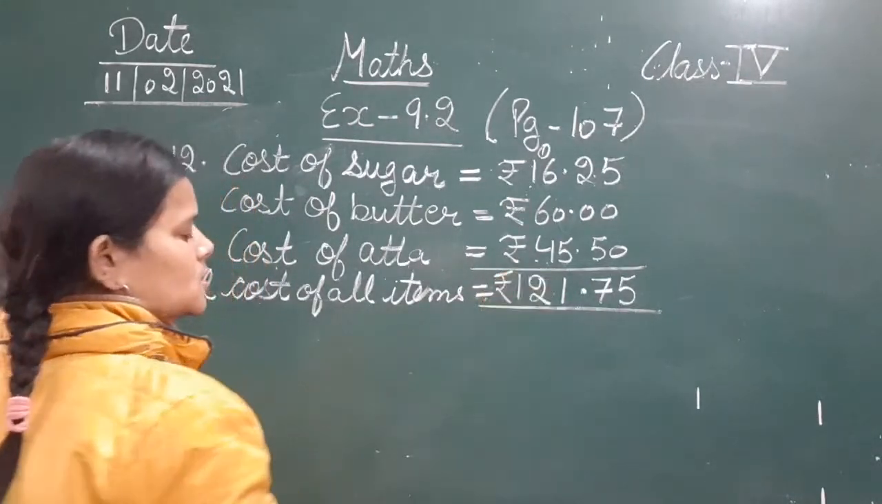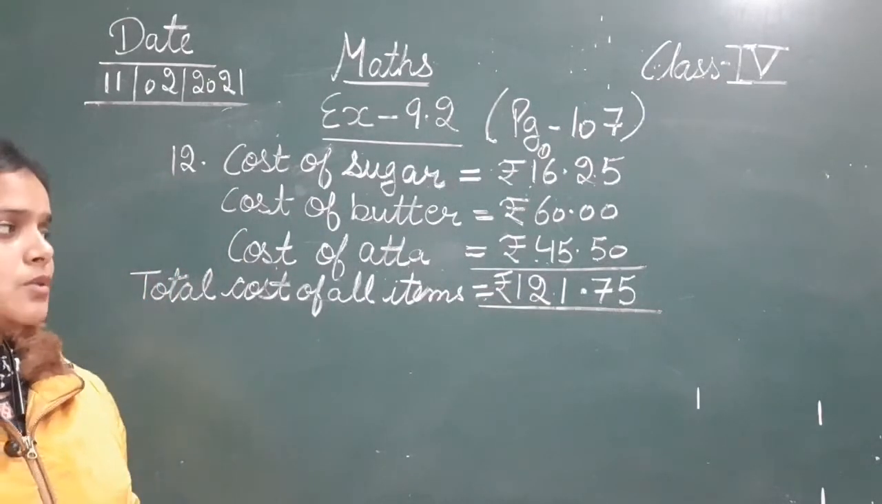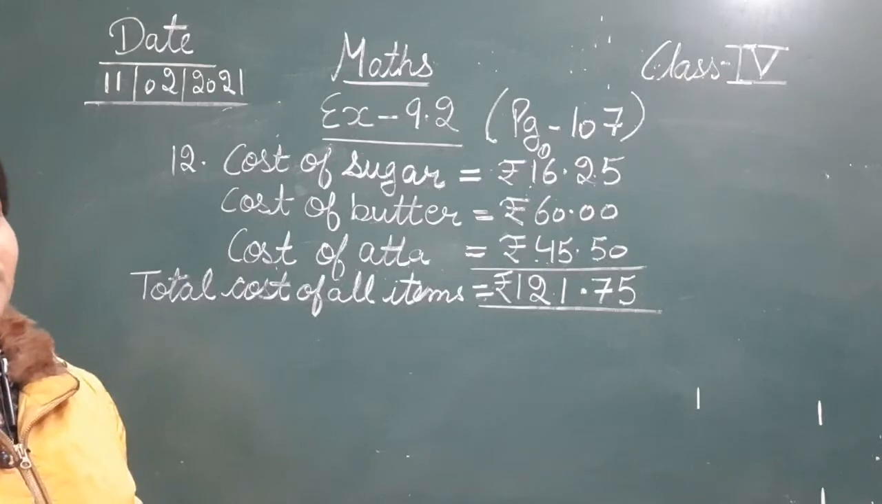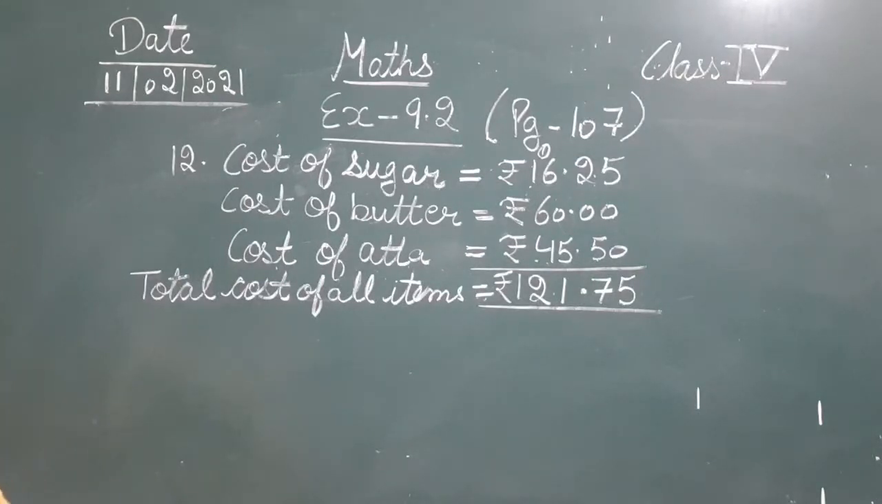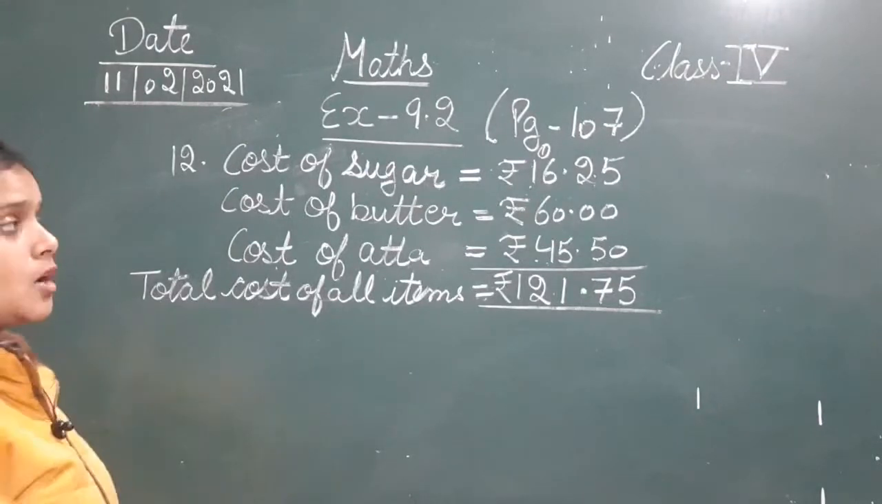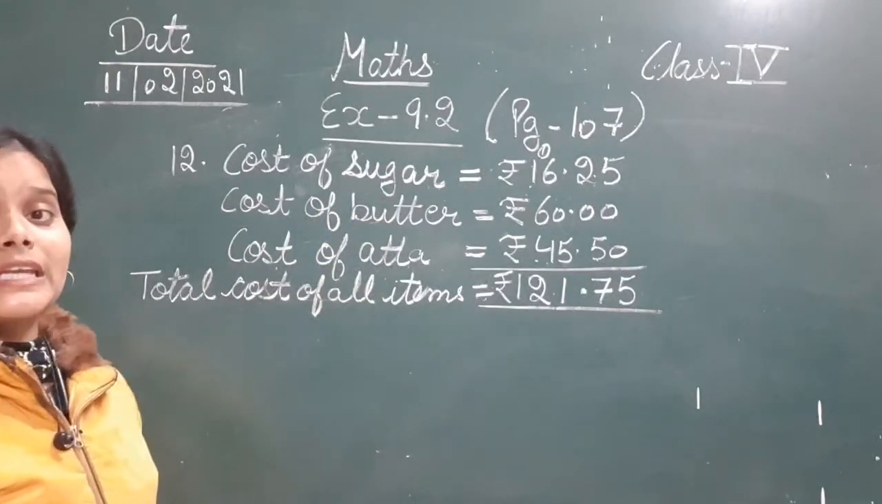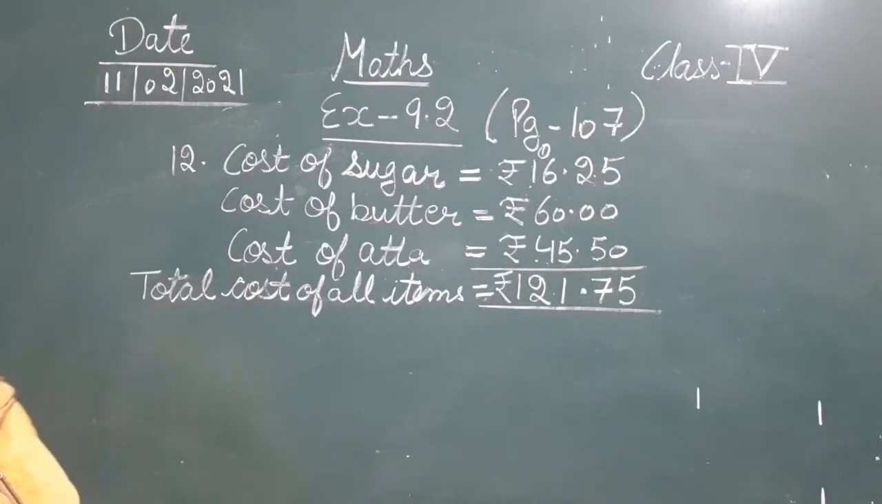So this is the cost of all items, that is 121 rupees and 75 paise. So the cost of all items is 121 rupees and 75 paise. So this is the total cost that he needs to pay for all the items that he has purchased.